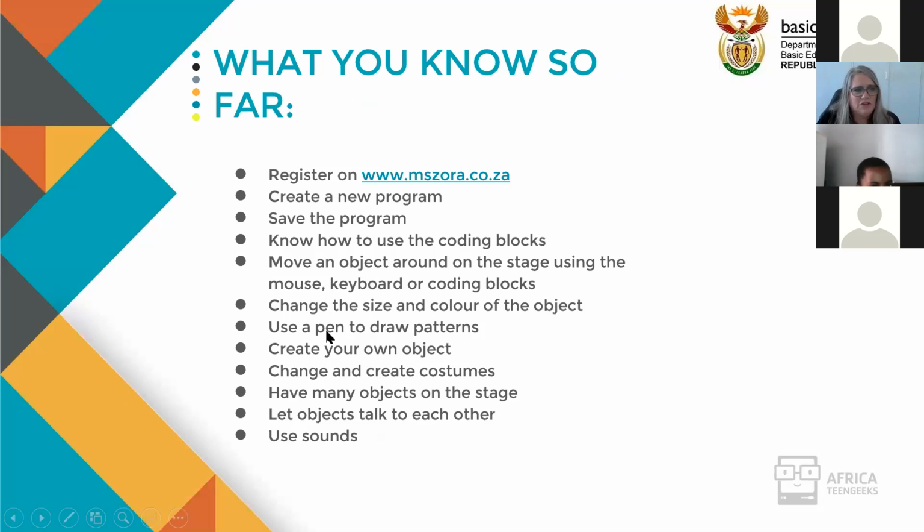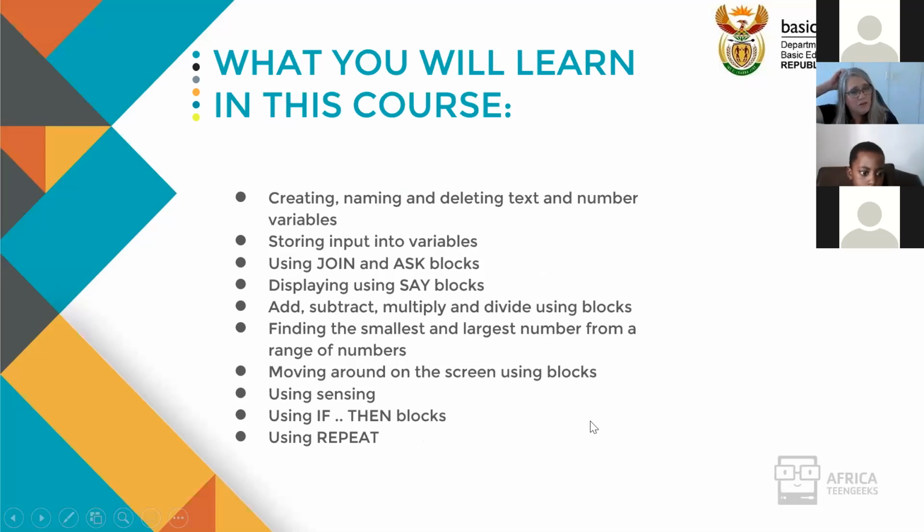There's a whole list over here. Save the program, create a new program, save, how to use these coding blocks. The word blocks will come to that, and then how to move an object around on the stage or a screen, how to change the size and the color, draw it using a pen to draw patterns, creating your own object and costumes, and then have many objects on the stage and let the objects talk to each other and use sound. So that's quite fun. Now, in this course, what you're going to learn how to create, name, and delete text and number variables.